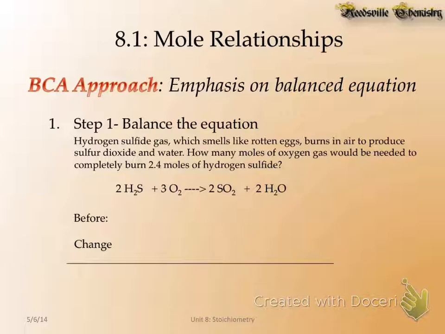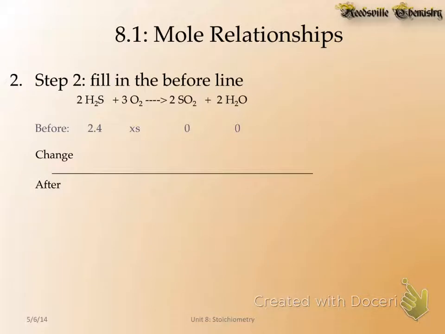Well, we're only given one number in the entire problem, and that's this one right here. The problem tells us a little bit about the hydrogen sulfide. It tells us that we start with 2.4 moles. When we're all said and done, we're going to have an after then too, and we'll get to that in a second. All right. So we got to fill in the before line.